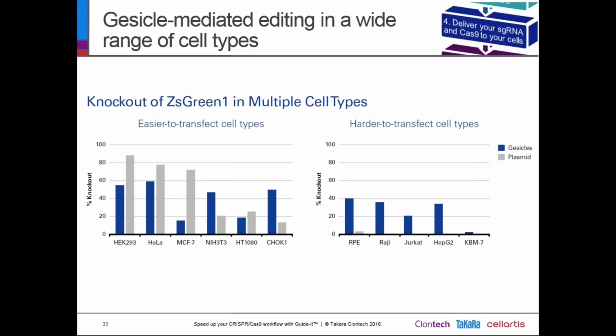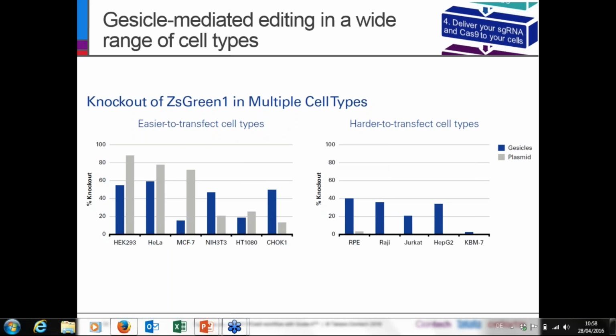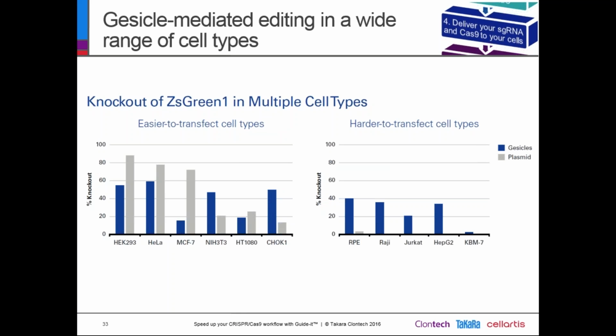As I told you in the beginning, the Gesicles also have VSVG on their surface, and that's why they have a very broad tropism. And so, of course, you can use Gesicles with easy-to-transfect cell types, for example, here, HEK or HeLa or MCF7 cells. These data show a side-by-side comparison with plasmid transfection. In gray is the plasmid transfection, in blue the Gesicles.